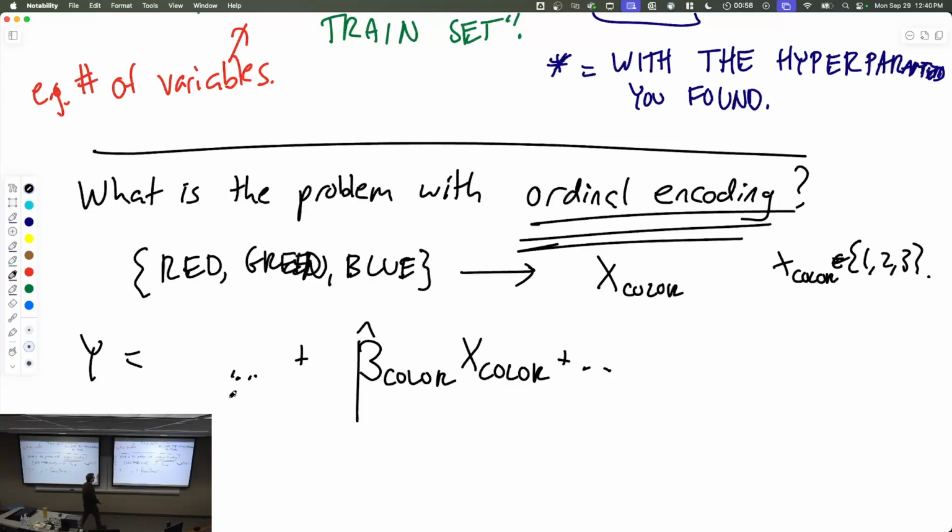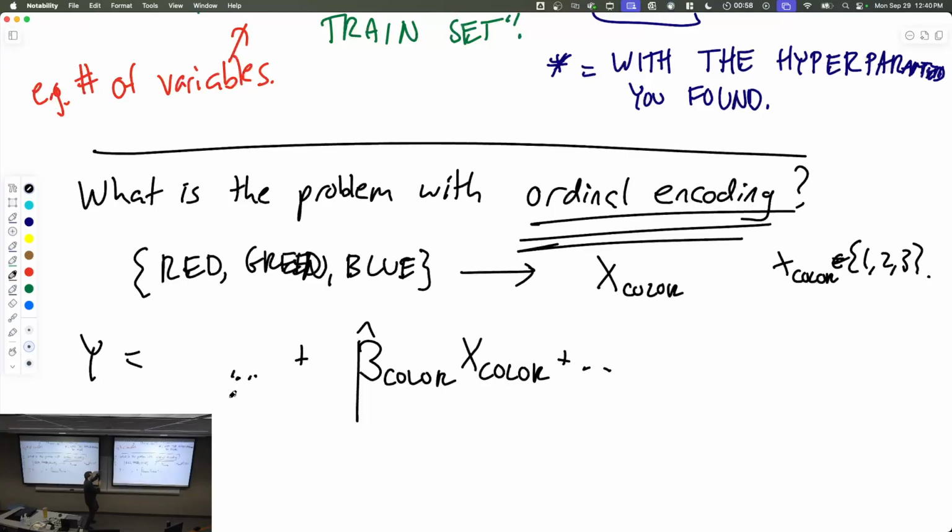Yes, that's right. So I think I like the way you said the order. Look, I went red, green, and blue, and I changed that to 1, 2, and 3. There's no reason it had to be red, green, and blue. It could have been blue, red, then green, right? And by changing it to 1, 2, and 3, and then multiplying it by a number, I have implicitly said that blue is 3 times bigger than red. So this is the assumption that I have made.